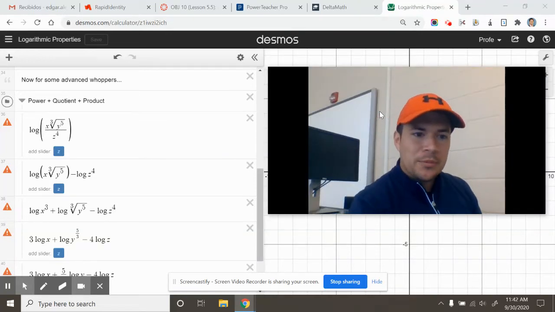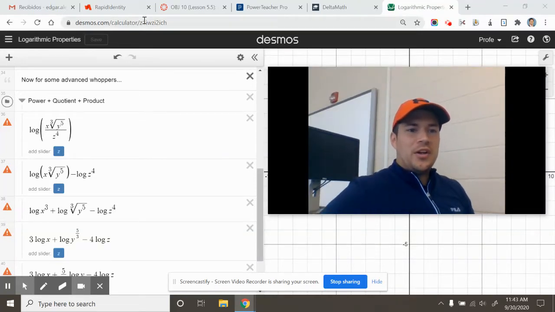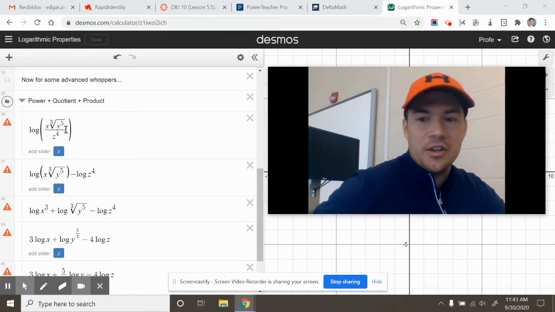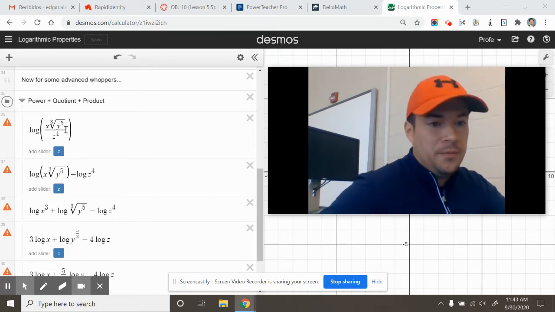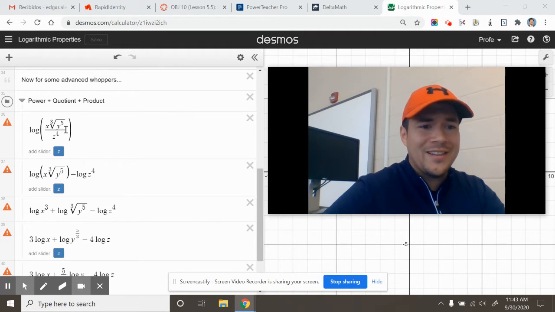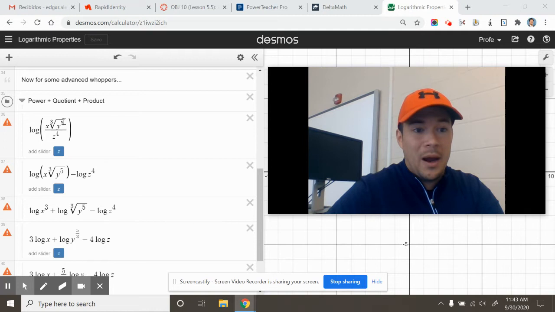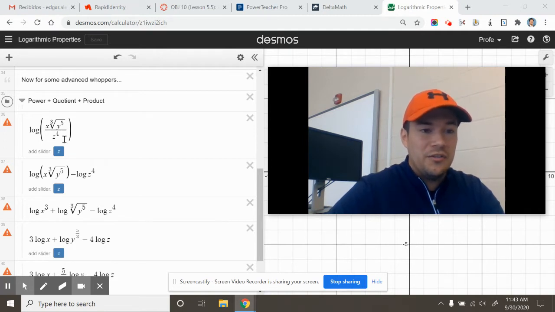Let's look at some advanced problems now. I call them advanced whoppers. So here's the log of x multiplied by the cube root of y to the fifth, divided by z to the fourth. Okay, so it's important for us to look at this log statement and think about which property is the primary property here, because I see product, I see exponents, which tells me power, and I see division.